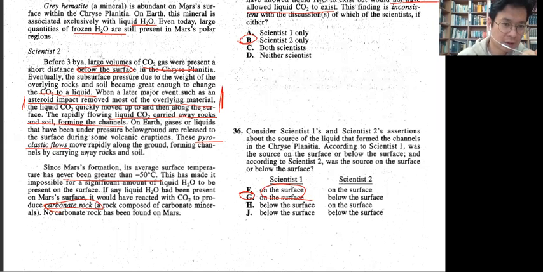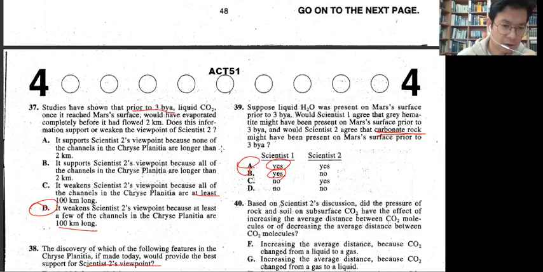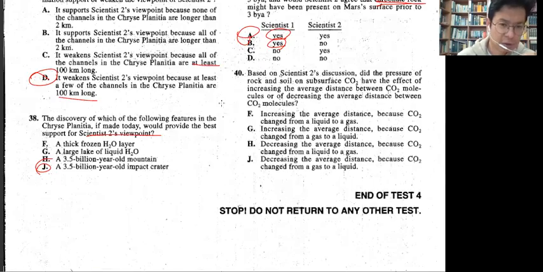Okay. It says that, you know, here the soil pressure became great enough to change CO2 to liquid, right? So that pressure changed gas to liquid. That means distance between molecules. If you think about it, gas molecules are much more spread out. That's why the volume is greater. So it got decreased because it changed to liquid. So it's a J.